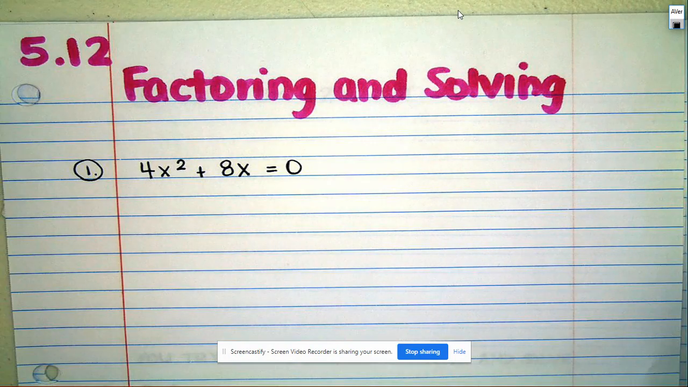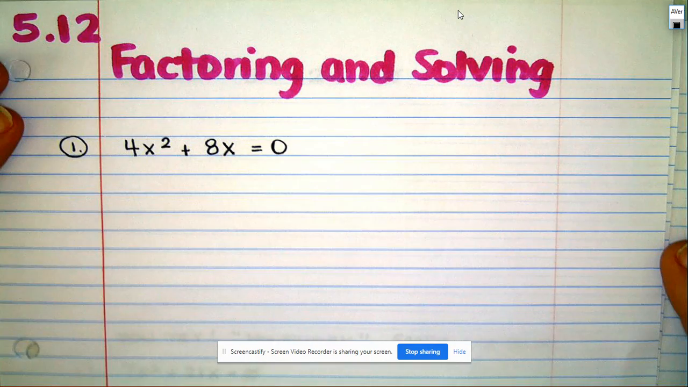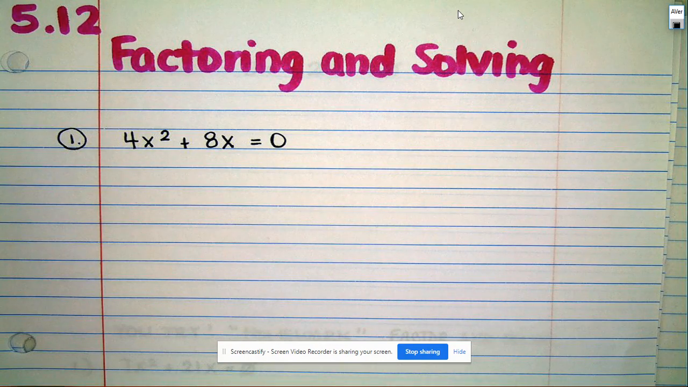All right, guys. So this is Tuesday, 512, factoring and solving. So you're going to copy down every one of these problems into your notes. You're going to submit your notes as a grade, and then you're going to have 3 problems to turn in at the end that you're going to work on your own.